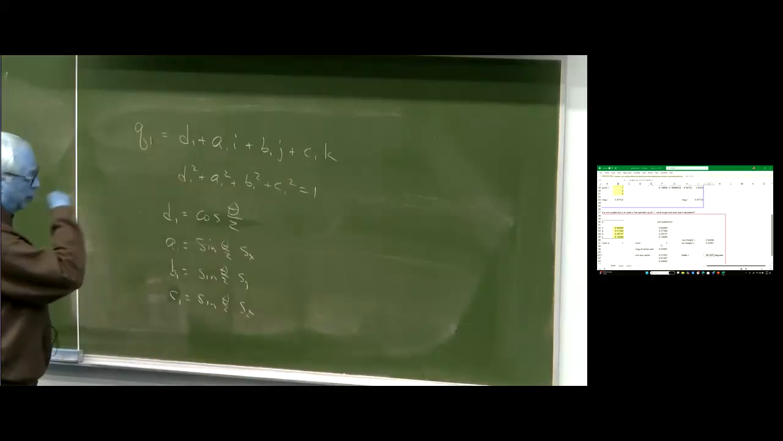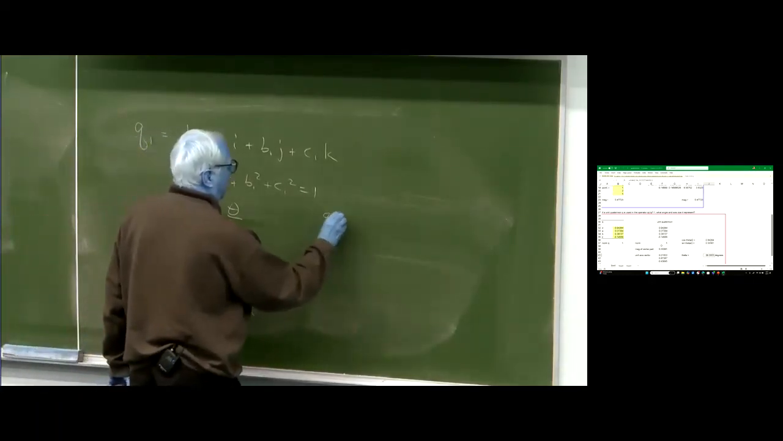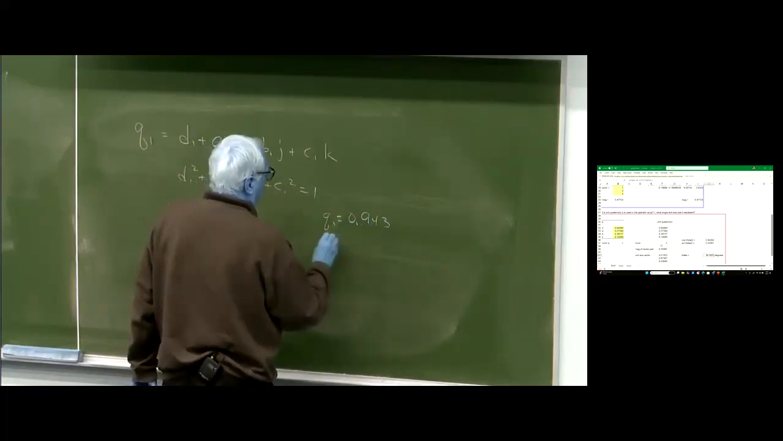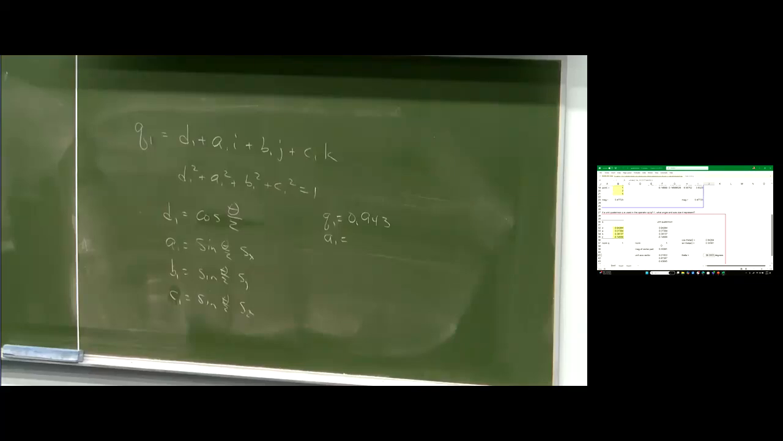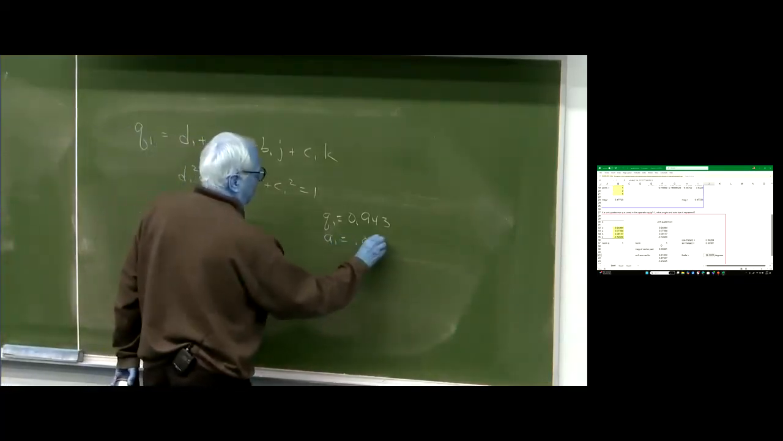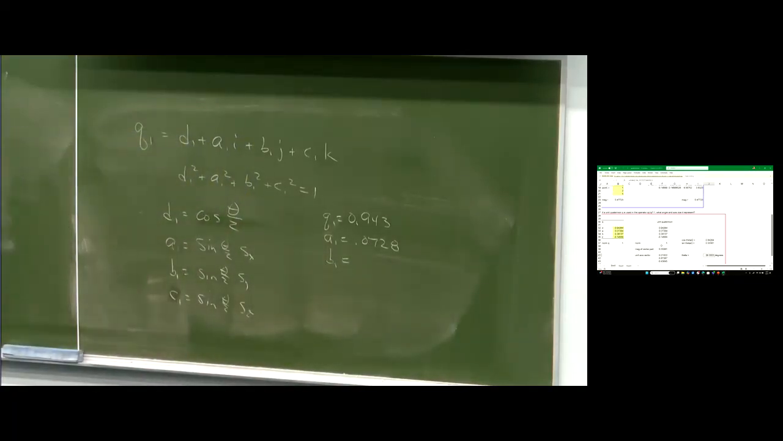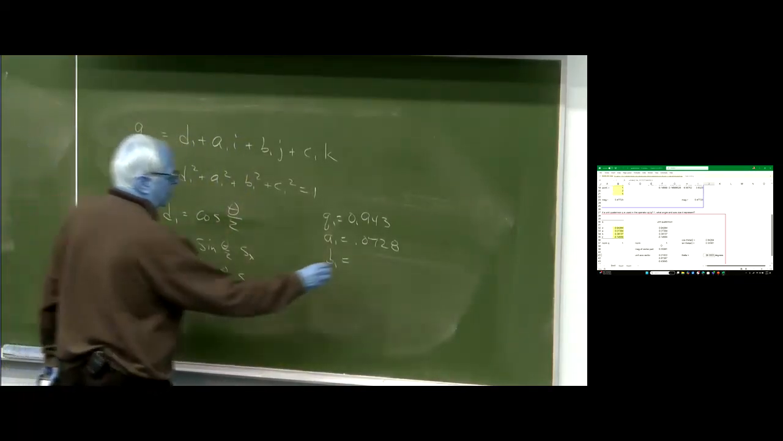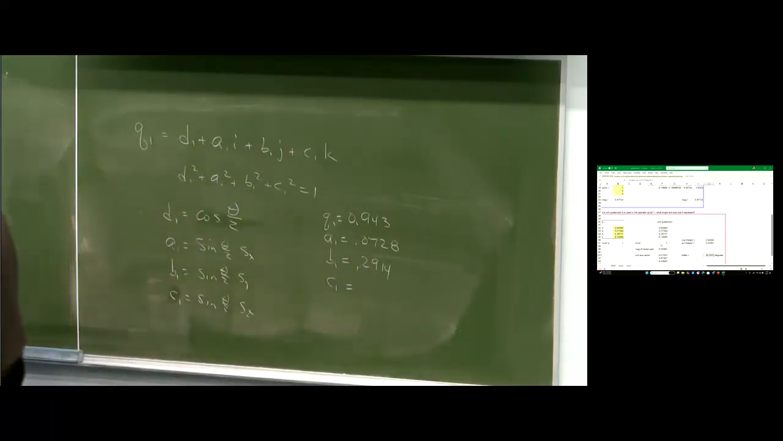So let's go ahead and put numbers, and shoot, the numbers I got on the screen there are as good as any. 0.943. So if I use this one as an example, 0.0728. And let's see, B is 0.2914. And what's that one? Negative 0.1457.